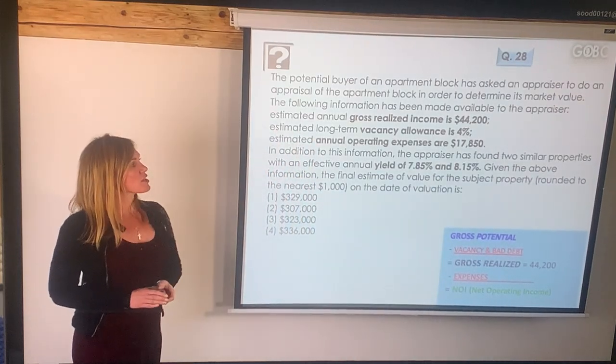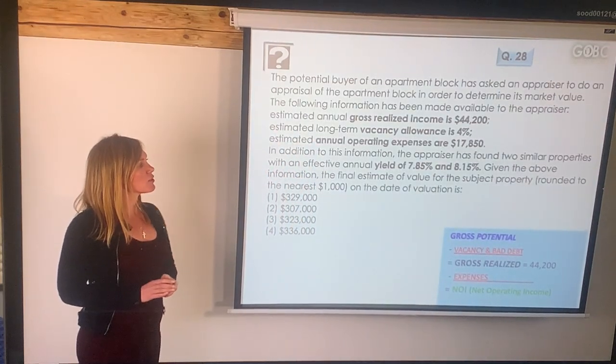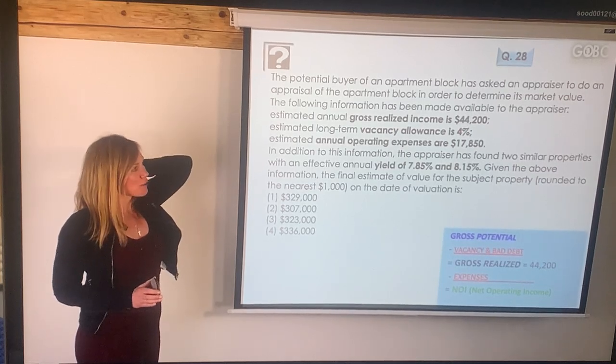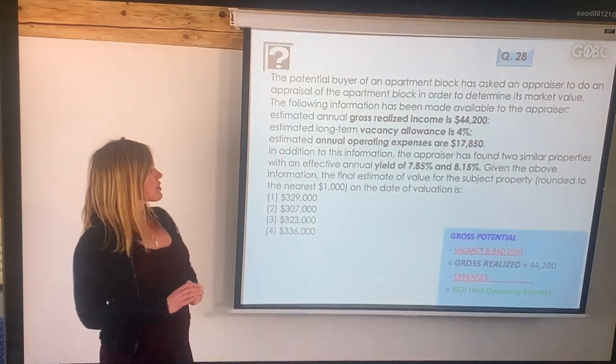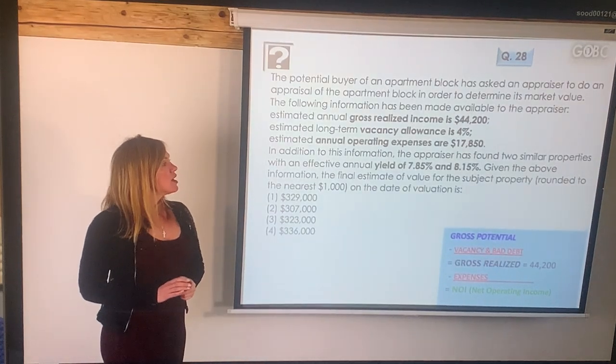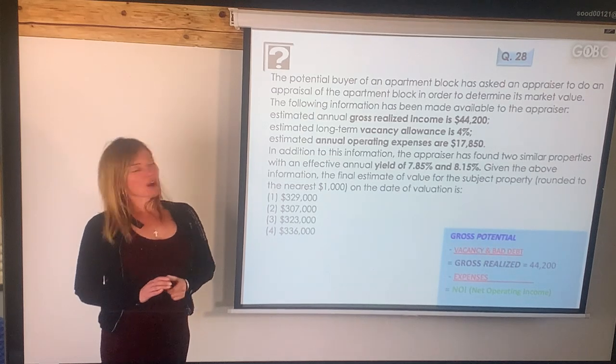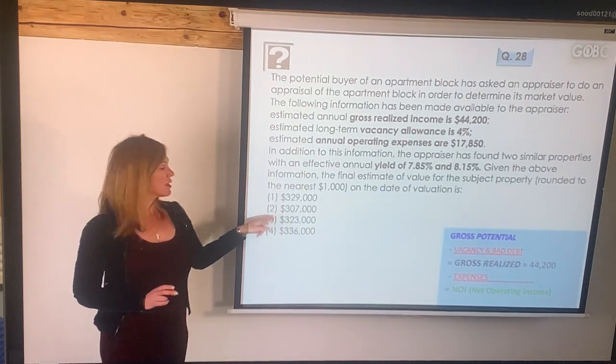In addition to this information, the appraiser has found two similar properties with effective annual yields of 7.85% and 8.15%. Given the above information, the final estimate of value of the subject property, rounded up to the nearest 1,000, as of the date of valuation. So find the estimate of value of the subject property. If you look at the answers, you see how it's all money? They're looking for the sale price.